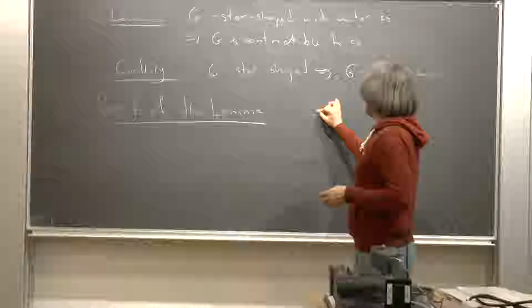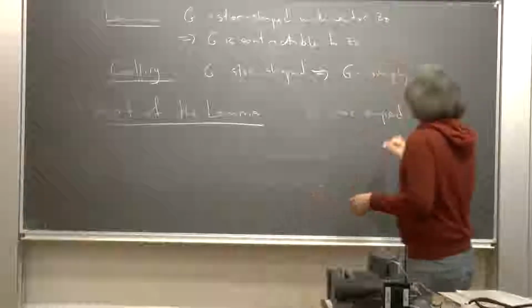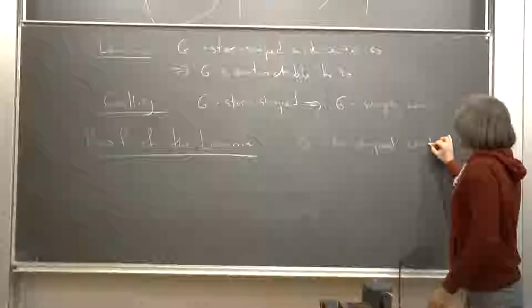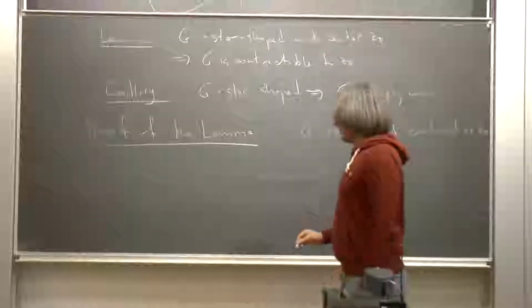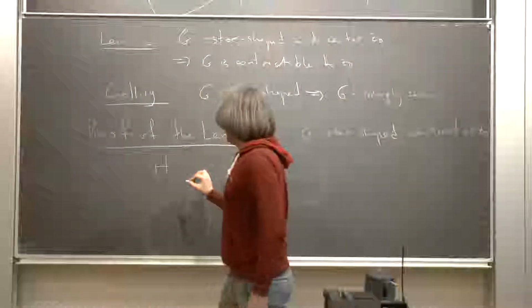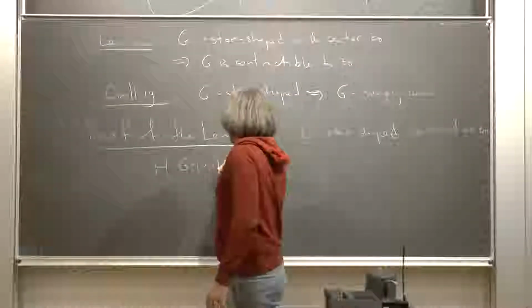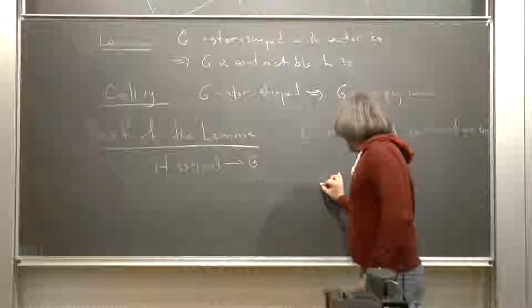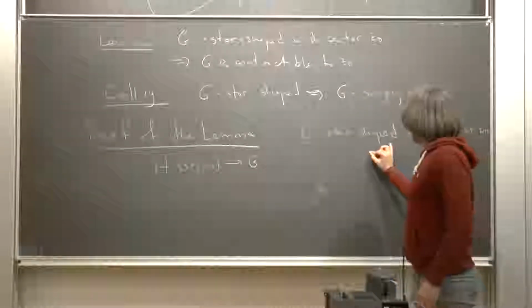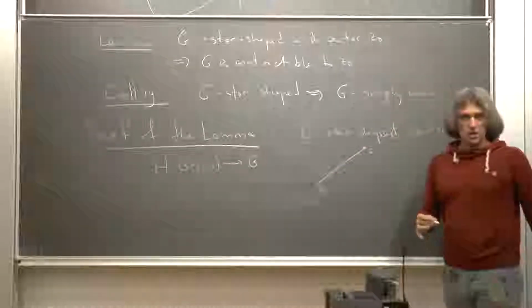So we have G, which is star-shaped, centered at 0. Now I need to produce a contracting homotopy, a map G cross [0, 1] to G. And I'll do it by the following formula. So we have z_0, and we have z, and all this straight line is inside G.